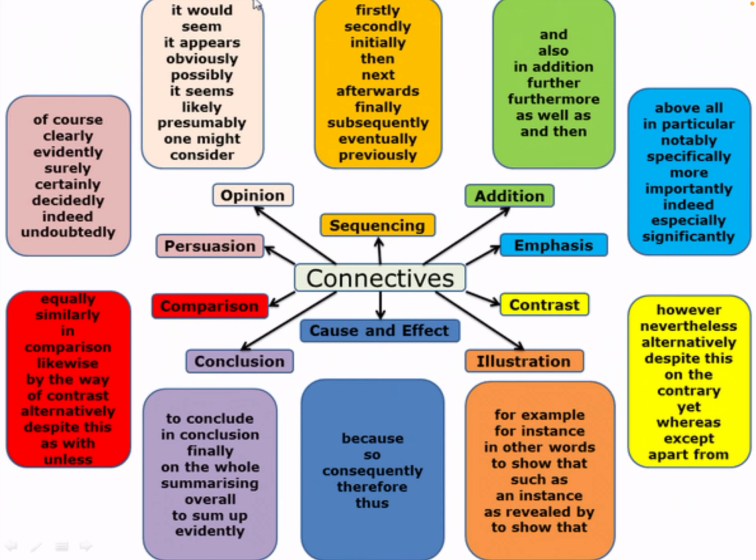So when we are looking at things to see if they're similar or different, we can use equally, similarly, in comparison, likewise, by the way, in contrast, alternatively, despite this, as with, and unless. Okay, so these are all the linking words we can use when we are comparing things to see how they are similar or different. Okay, now moving along to persuasion.